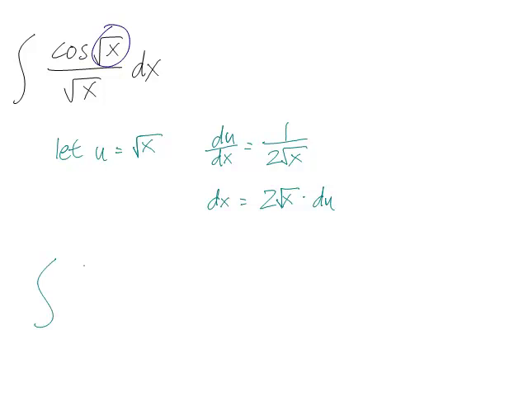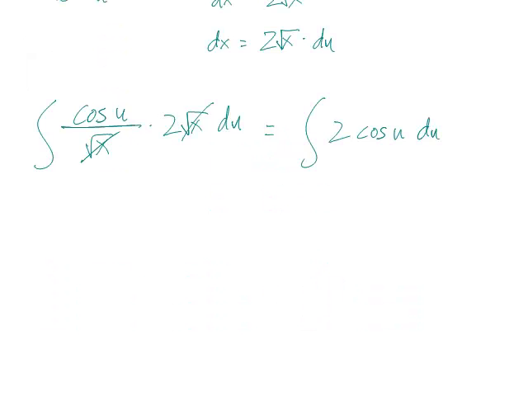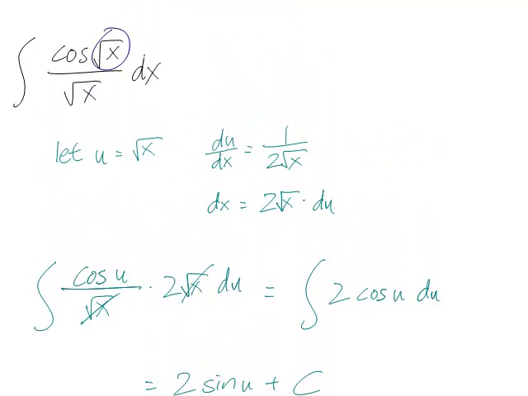So we have the integral of cosine u over root x times 2 root x du. The root x's cancel out. This is the integral of 2 cosine u du. And so that would just be 2 sine u plus c. And since u was root x, this is 2 sine root x plus c. That's the antiderivative of cosine root x over root x.